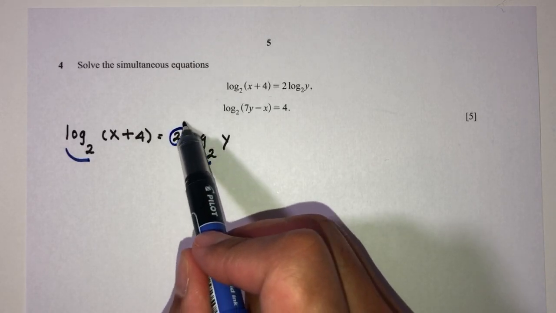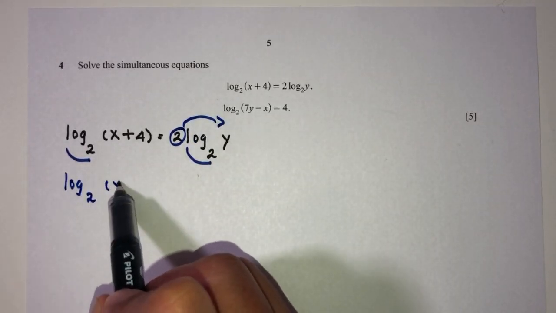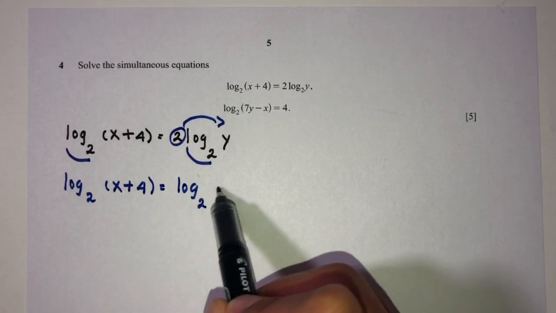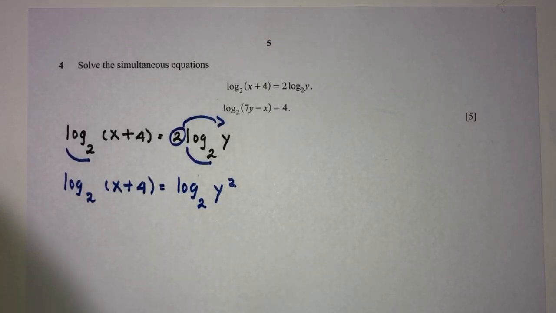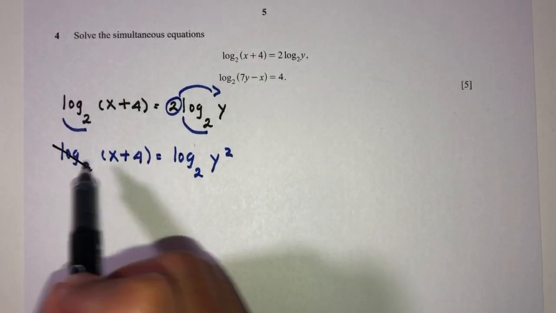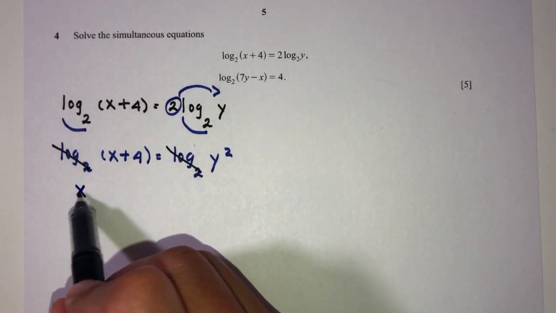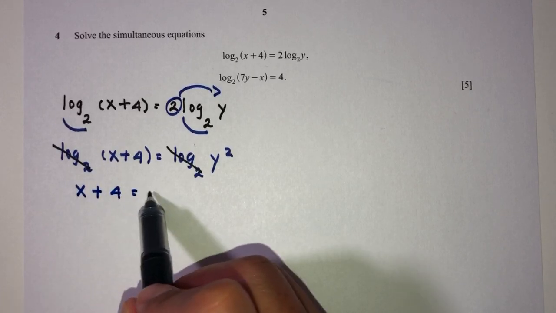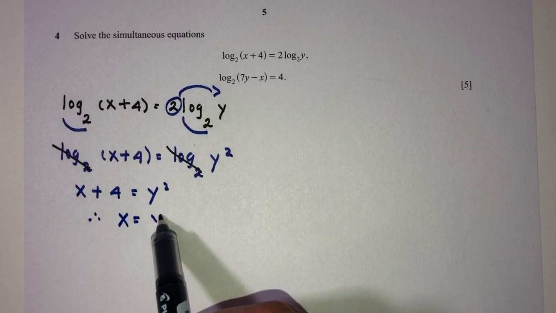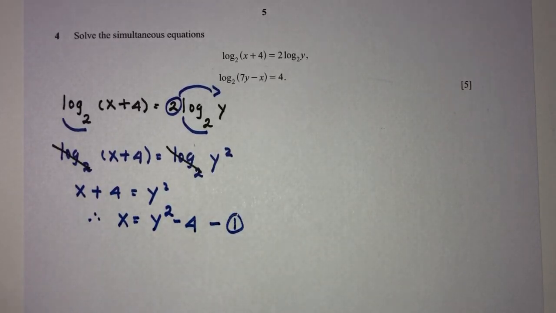Now we want to simplify. We can send this on top. You will have log x plus 4 is equal to log base 2 of y squared. So now we have logarithms of the same base on both sides. We can cancel those out. So right now you will have x plus 4 is equal to y squared. So let's make x become subject. You will have this minus 4 as my first equation.